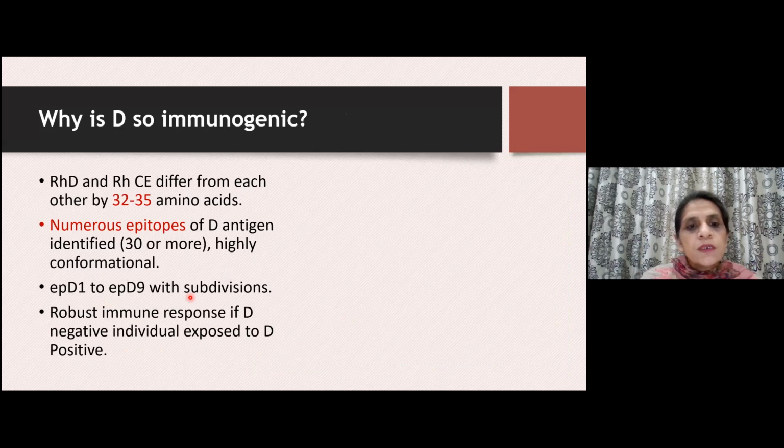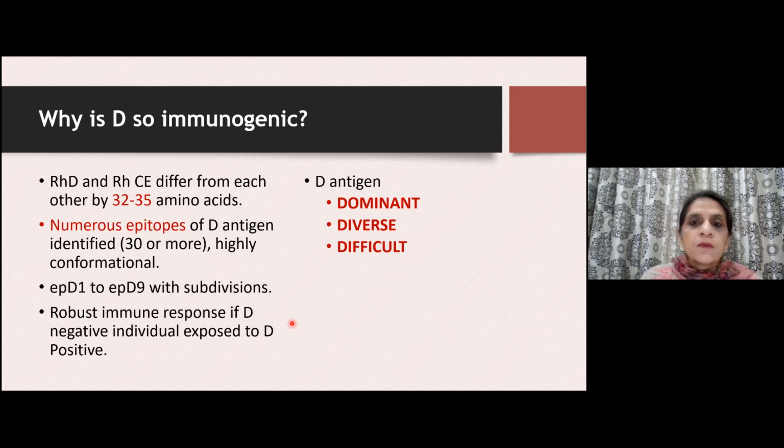So whenever a D negative individual is exposed to D positive red cells, there is a robust immune response generated. So the D antigen has been rightly called dominant, diverse, and difficult, both for the patient as well as for the blood bankers.